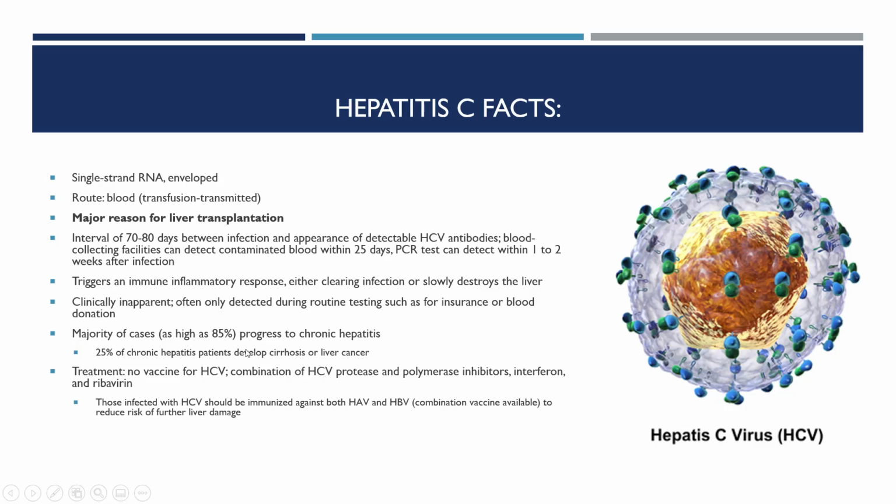However, there are enzyme inhibitors, with the combination of protease and polymerase, which are the two enzymes, interferon and ribavirin. Those infected with hepatitis C should be immunized against both hepatitis A and B. There is the option of taking the combination vaccine, which we will discuss later, to reduce risk of further liver damage.